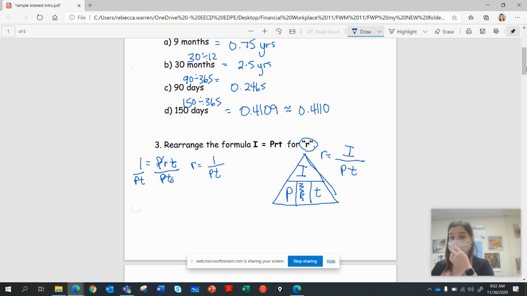So that's one way of doing it. That's how we're going to do it. I just find most people find it a little bit easier. If you want to stick to this formula, that's okay. There is no right or wrong way. Both will be accepted.